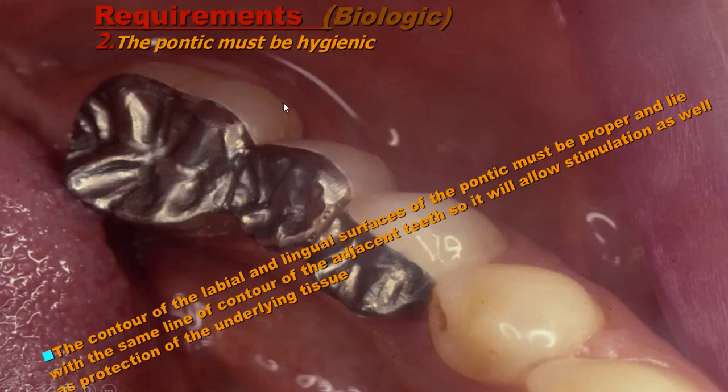It must not be under or over. If there is over contour, there will be under massage and over protection, and if it is under contour, there will be over irritation or over massage and under protection. So the first thing is it must be the same contour of adjacent teeth to allow stimulation as well as protection of the underlying tissue.